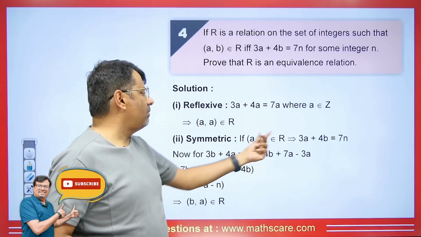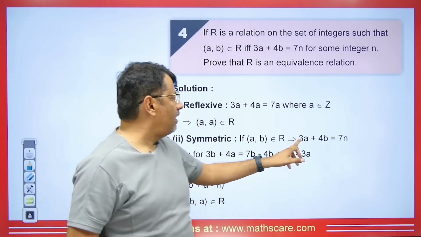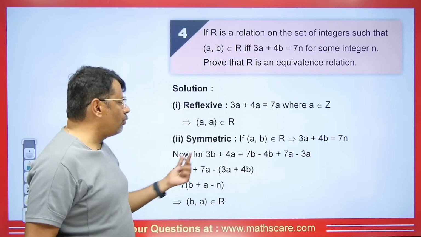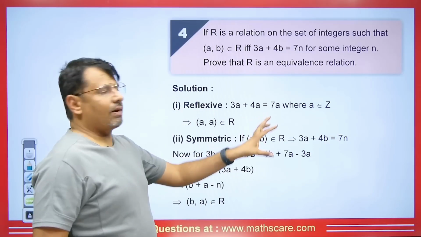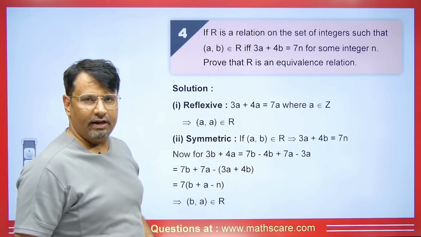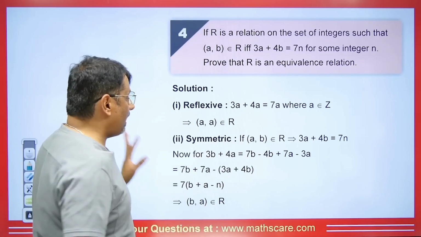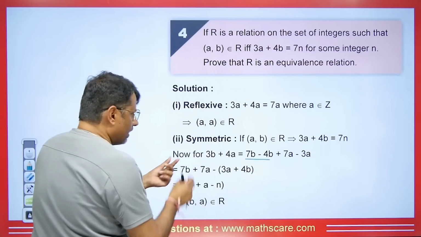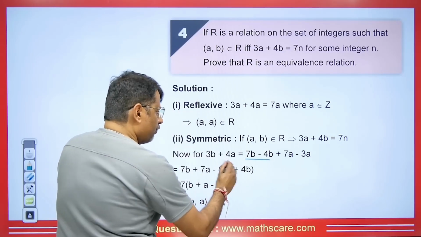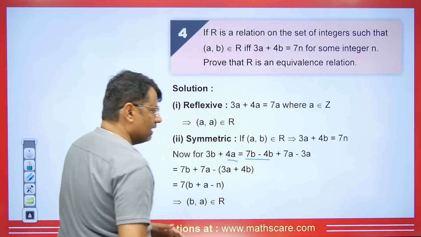What do we take here? If AB belongs to R, then 3A plus 4B will be equal to 7n. Now we will prove that BA that we have is going to R. So in that case, we will write BA here. So we'll take 3B plus 4A, right? Now we can write this 3B plus 4A like this, okay? Here I wrote 3B as 7B minus 4B because the difference is coming as this. This is 4A. I've written it as 7A minus 3A.